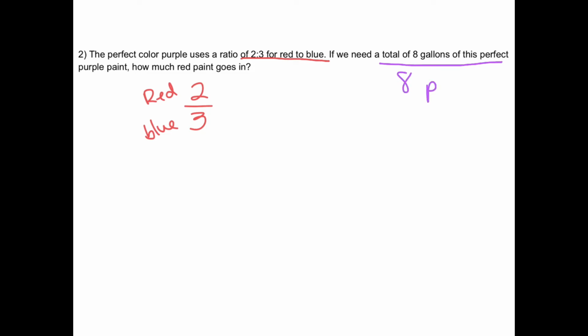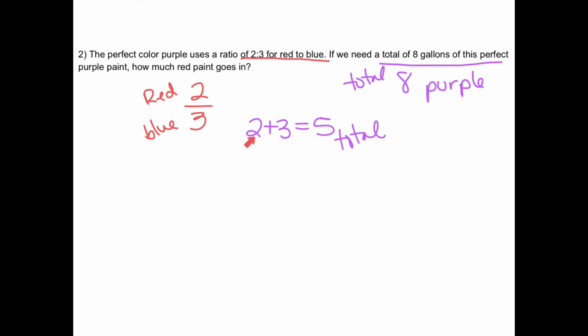So the 8 represents the whole total purple paint. And so this becomes an issue where we can't just use the 2 and the 3 and the 8 that's given to us. Instead, I need to add the 2 plus 3 together to make it 5. So this is going to be the total. So 2 red plus 3 blue would be 5 total, whatever it is. Again, the same pints, quarts, gallons, whatever it may be.